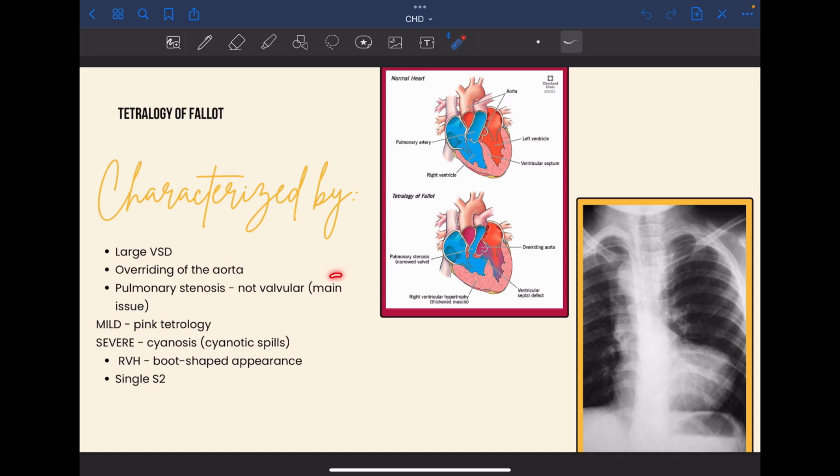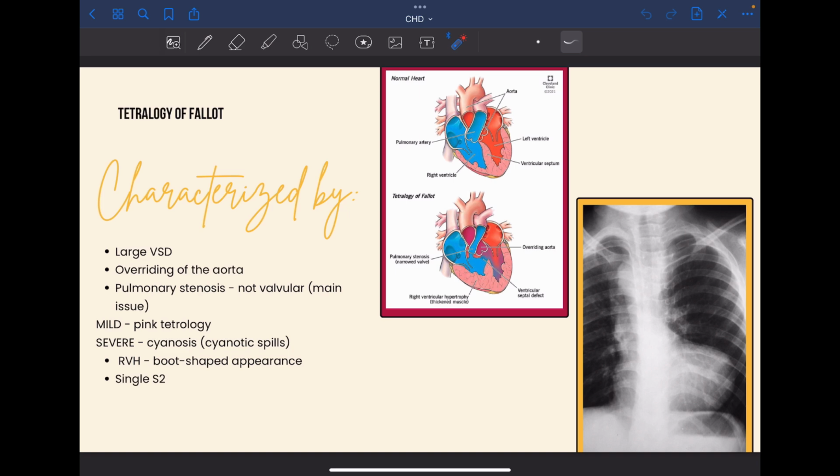Now, when it comes to pulmonary stenosis, this is the thing that makes the pathology cyanotic. The presence of a ventricular septal defect usually makes the blood go from the left to the right, because the pressure in the left side is higher than the right side. But for it to be cyanotic, there should be something that makes the pressure in the right side higher than that in the left side. And this is the pulmonary stenosis. The narrower it is, the more cyanotic the problem is going to be.